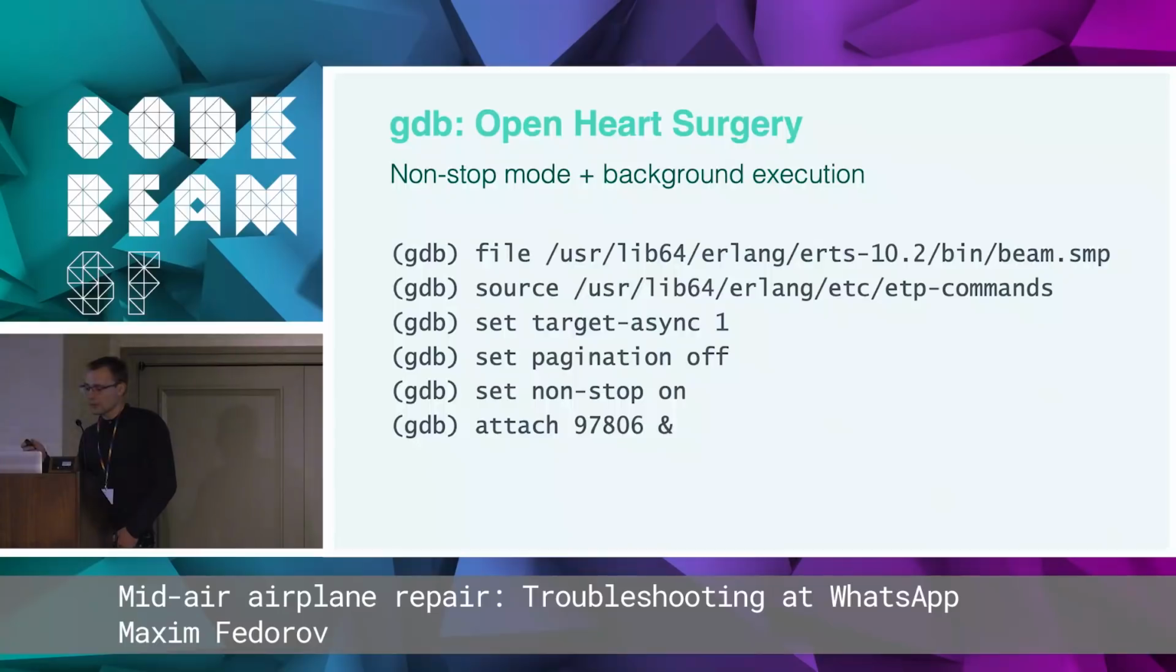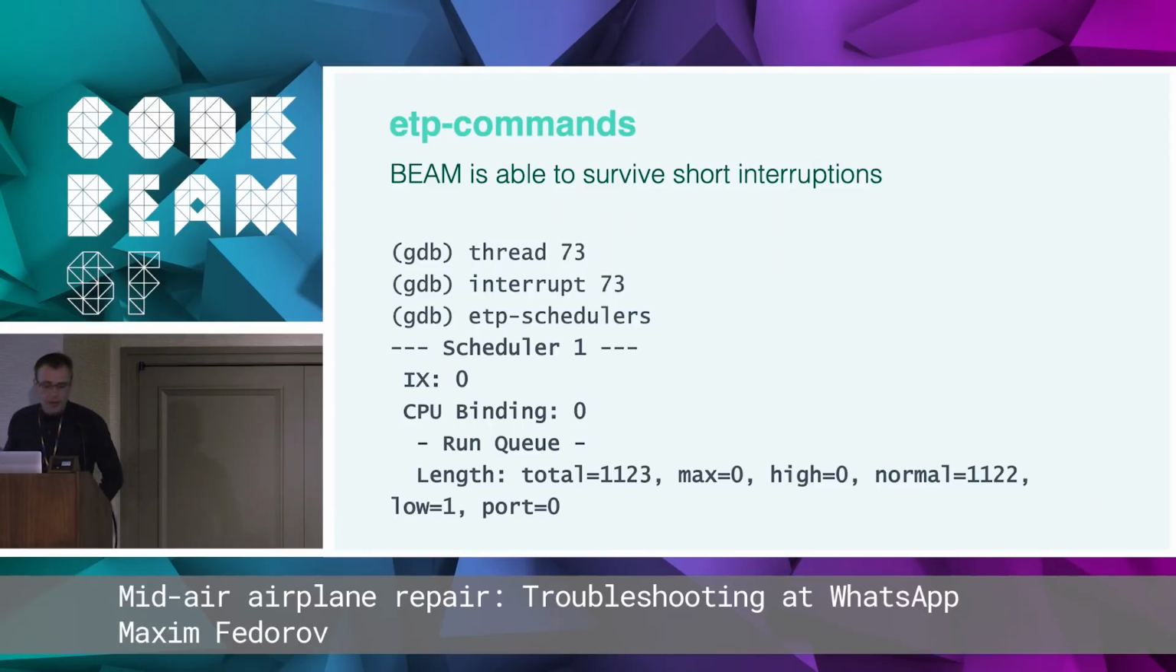So GDB itself is pretty good at looking into crash dumps. I think that's exactly how it would look if it's a crash dump, except for thread and interrupt commands. So ETP schedulers is a part of the ETP command suite that you can just download from GitHub. You can source it from your GDB and introspect anything that has been happening just before the crash. You can view all the processes in the system that were running prior to the crash. You can see all the schedulers, states. You can basically introspect everything because it's a crash dump.